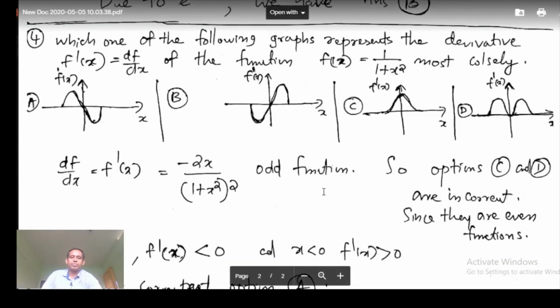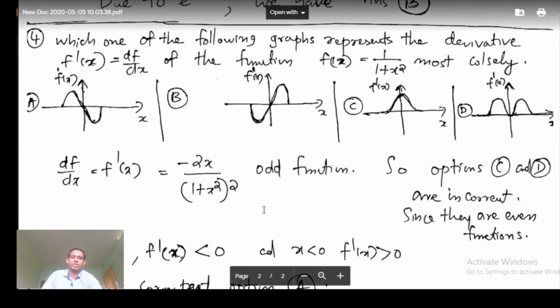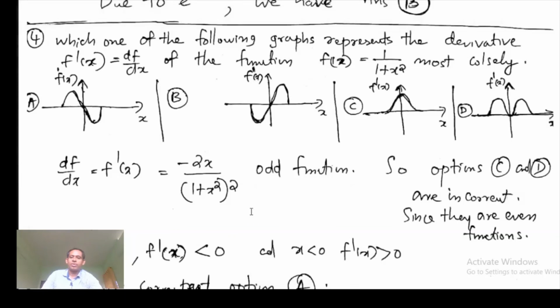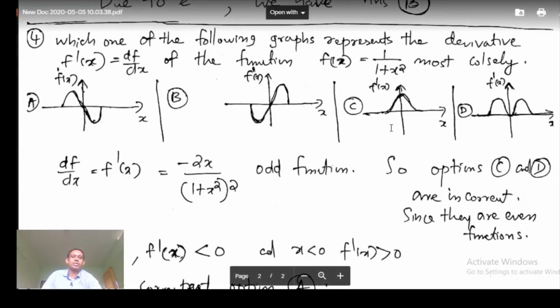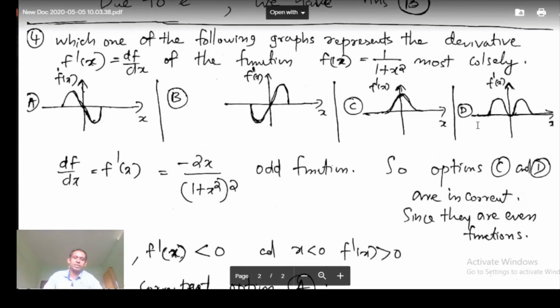And we know this is an odd function because of this minus term here. This is actually an odd function. So the derivative is an odd function. And option C and option D are actually even functions. You can see it is an even function. When x is positive or negative, f prime of x is positive. Okay, so this is an even function. The same value we are getting. And here also this is an even function. Whether x is positive or negative, it is positive. Same value we are getting. So these are even functions. So you can see these options are wrong.